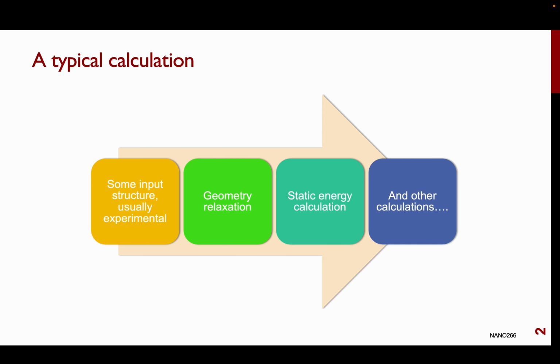You usually start with some input structure, usually comes from experiments. You then do geometry relaxation. In other words, you get the lowest energy configuration of your atoms, okay? And then you follow that by either static energy calculations or some other calculations of the property that you are interested in, okay? Now, in lab number 2, you are not actually going to do geometry relaxation at all, right? The reason is because we want you to just do static energy calculations to actually get the potential energy surface of your crystal structure, right?